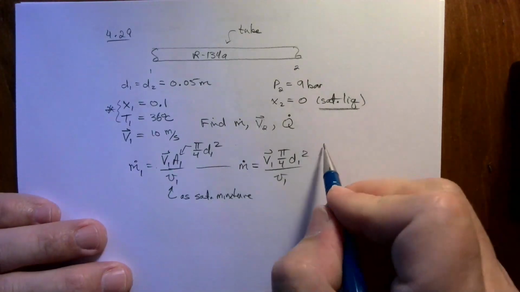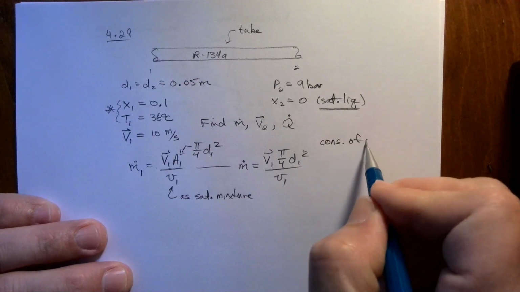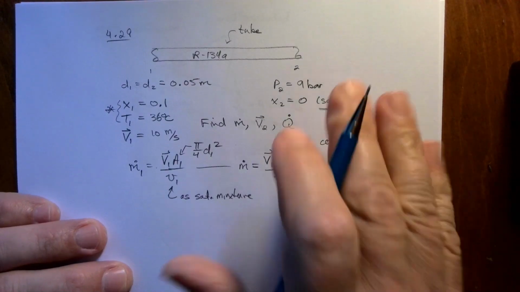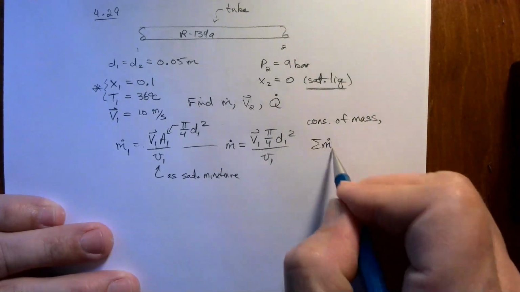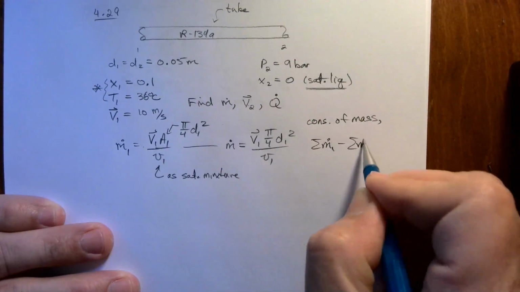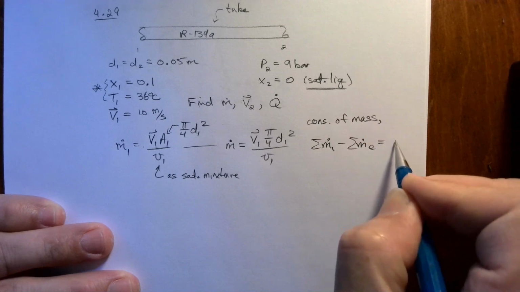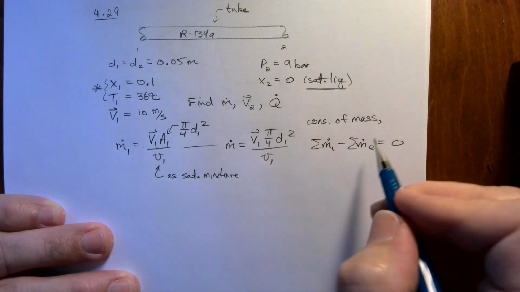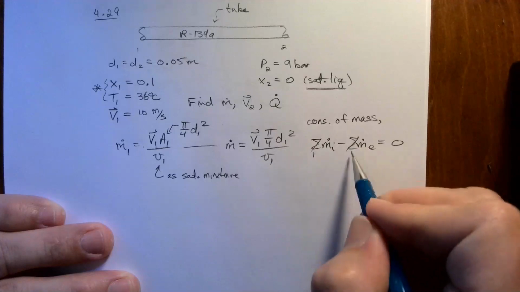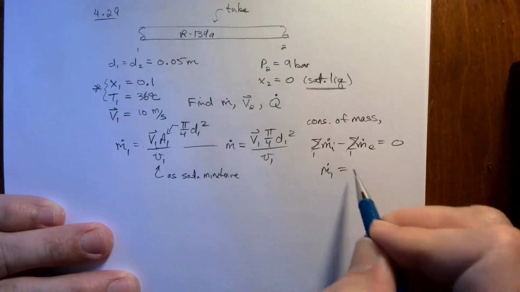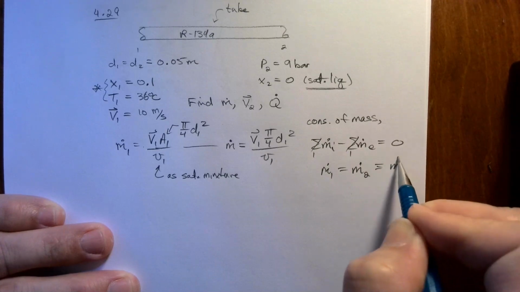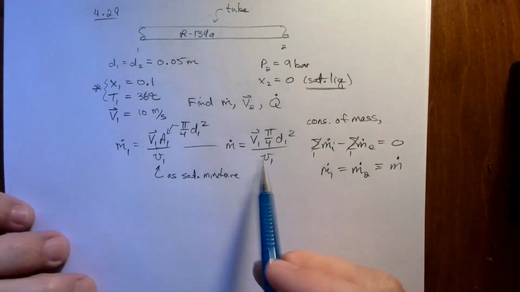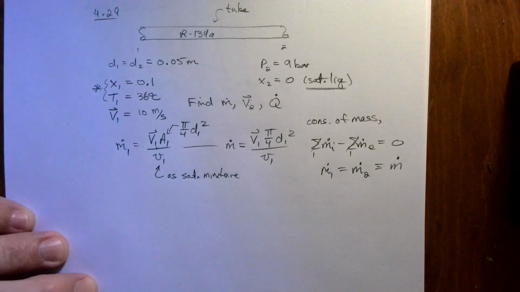If we did a quick conservation of mass, again, this is a very simple device with a single stream. Summation of m dot in minus summation of m dot exit equals 0 for steady flow. One inlet and one exit, so m dot 1, the inlet, equals m dot 2. So we just have the one m dot that we've already figured out a means to calculate.